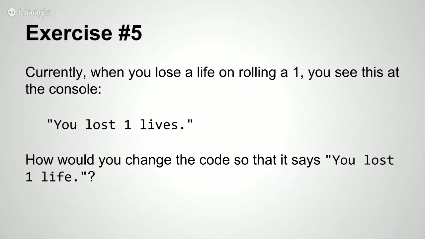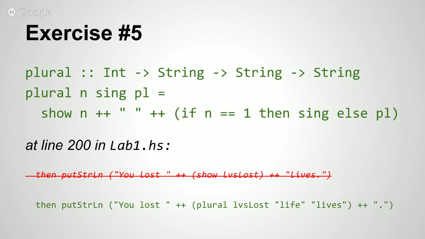Okay, so exercise 5 was something that I was just hoping people would do to get comfortable writing some code, hacking some code. Not really much writing, but you know, it says you lost 1 lives. That's a shortcoming of the code that I've written. And the way that you would change this is to add this plural function.